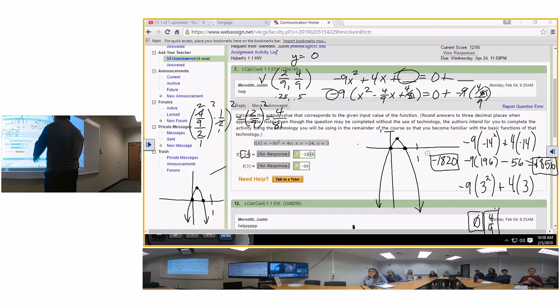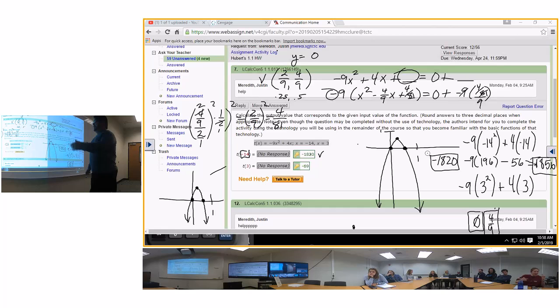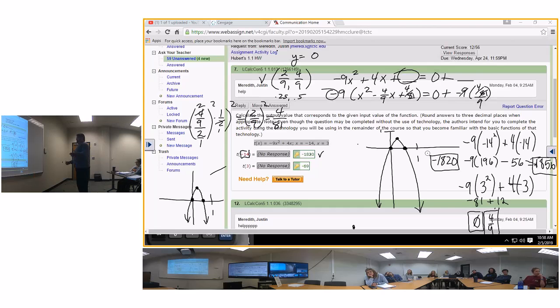Okay, there it is. I'm sorry, I didn't even realize that was there. And then 3 times 3 is what? 9 times -9 is -81. And then that's supposed to be plus 12. -81 plus 12 is, what is it? -69. Okay?